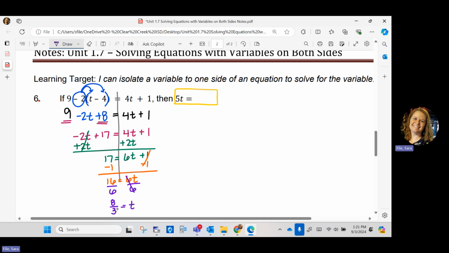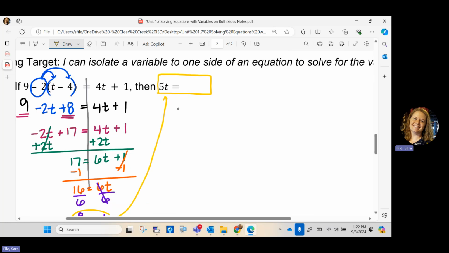So I'm going to keep it there, and I have to now take that and plug it in for t up there. So I need to do 5 times 8/3. 5 times 8 is 40. So that's 40/3. That does not reduce either.